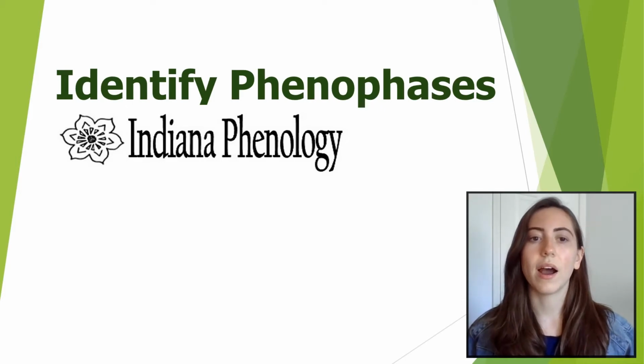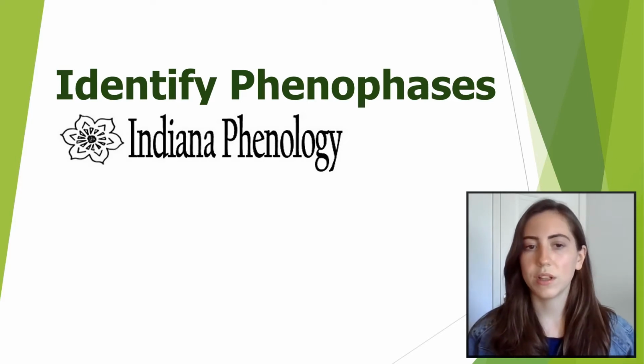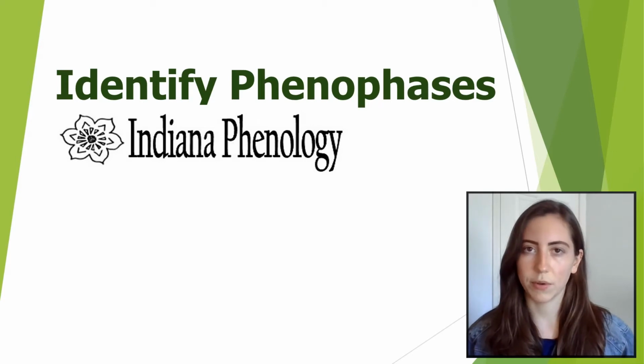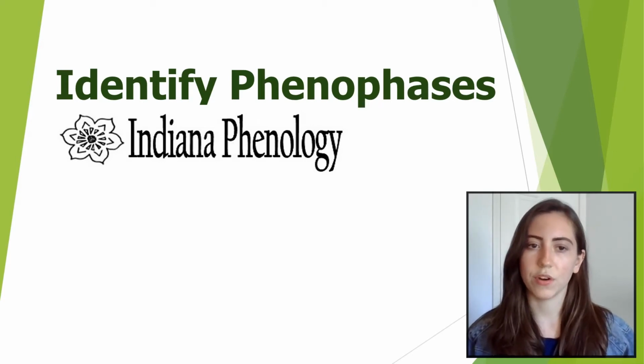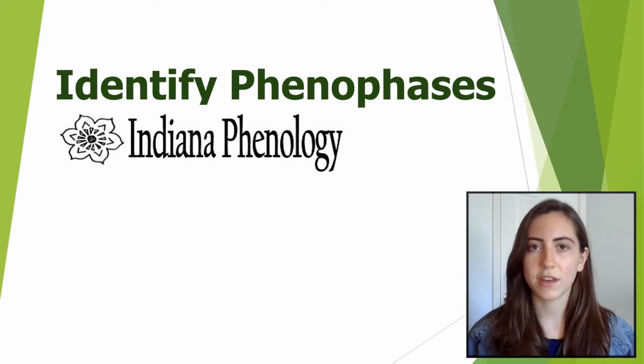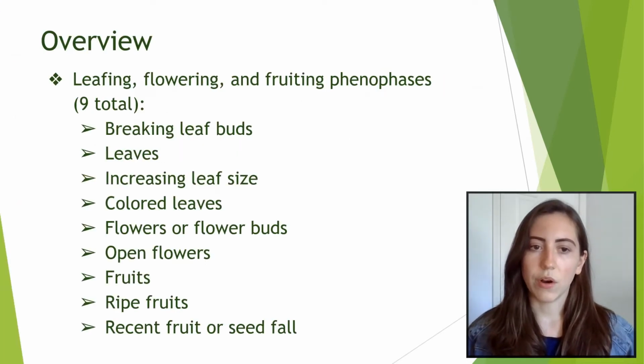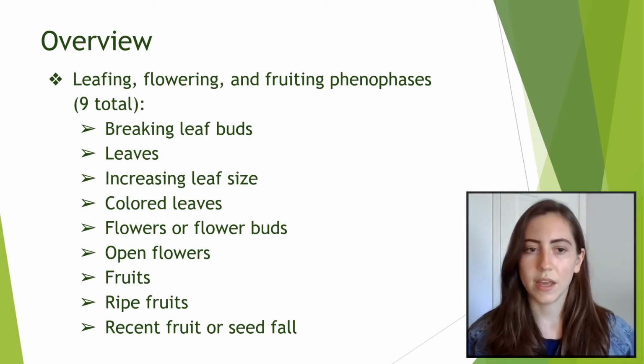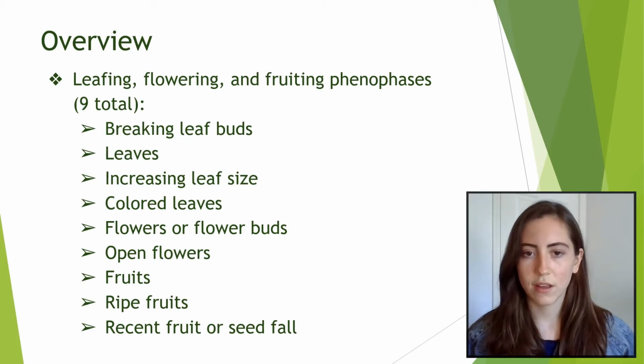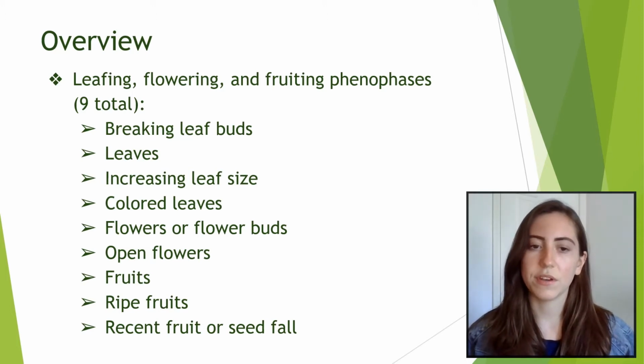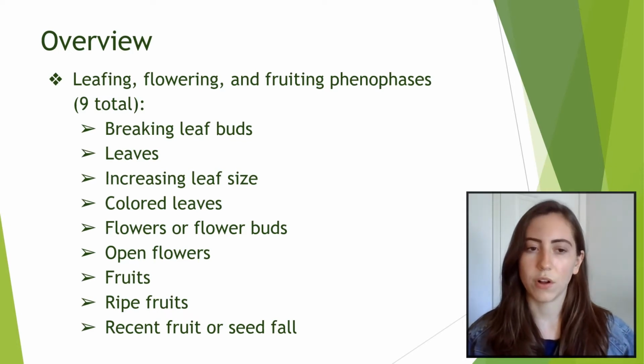In this video, I will briefly introduce to you all the phenophases you will look for on your sites. Phenophases are visible life cycle stages of plants and animals. For the plants you observe through Nature's Notebook, you observe their leafing, flowering, and fruiting phenophases. First, we will go over the leafing phenophases. Then we'll cover the flowers, flower buds, and the open flowers phenophase. Finally, we'll talk about the fruiting phenophases, specifically fruits, ripe fruits, and recent fruit or seed fall.